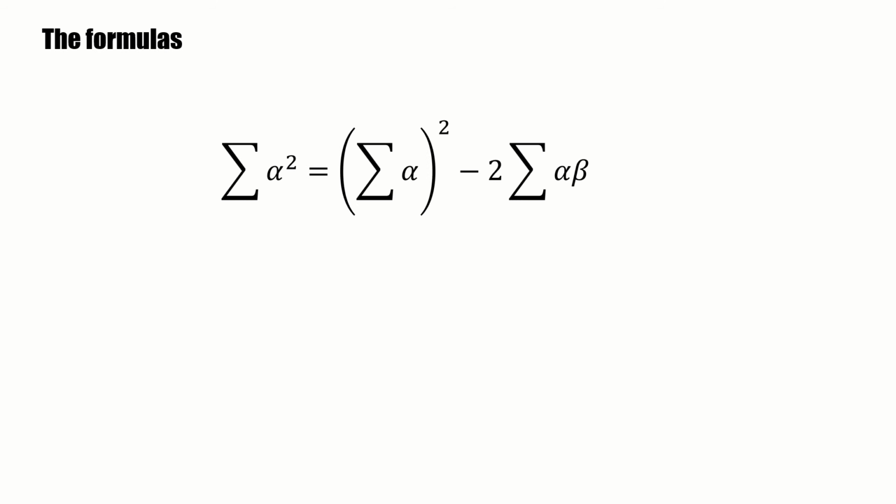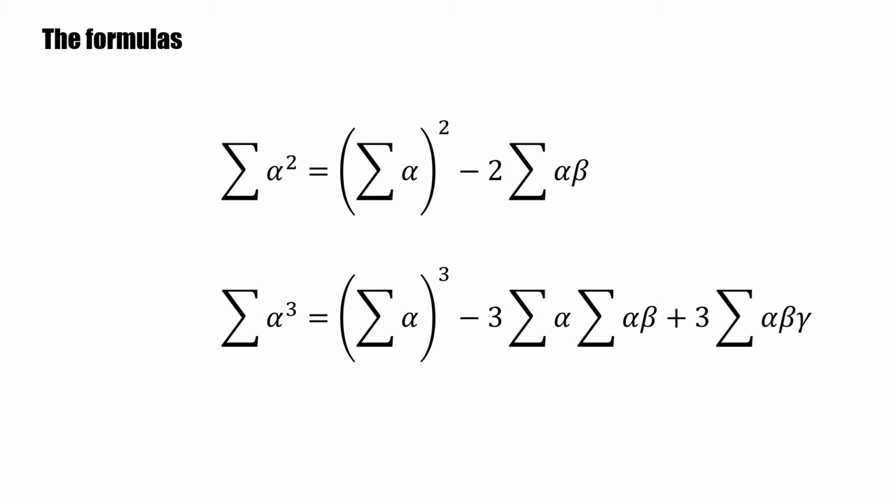The first one is for working out the sum of the squares of the individual roots, which is this. And then also the other formula is for working out the sum of the cubes of the individual roots, which is this more horrible looking one here. I'll let them linger on the screen for a couple of seconds.